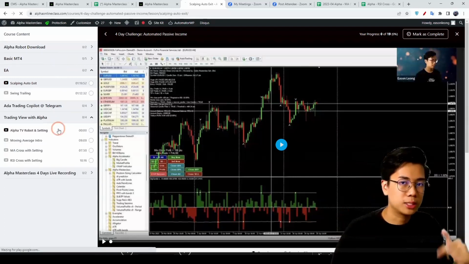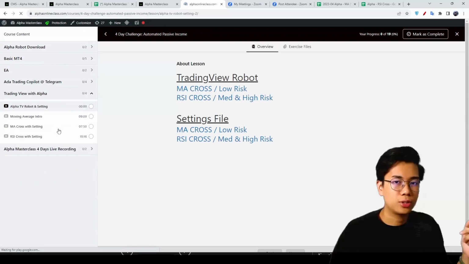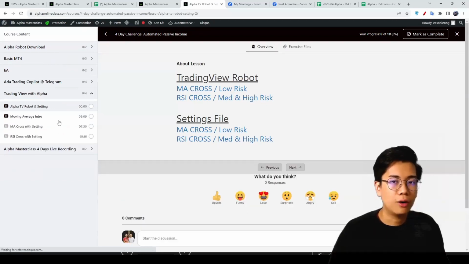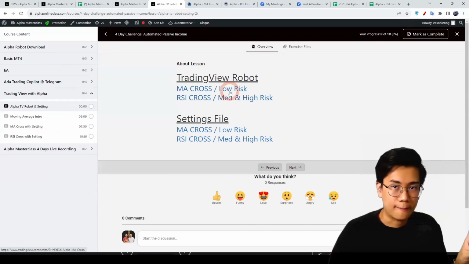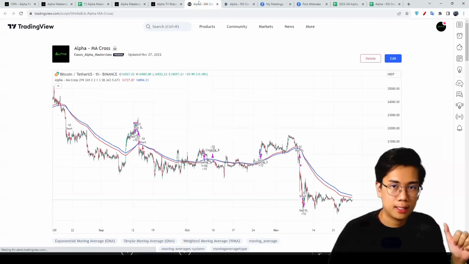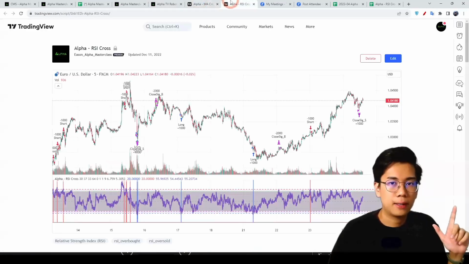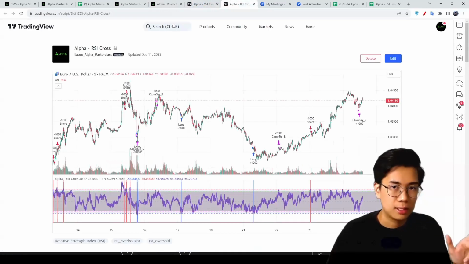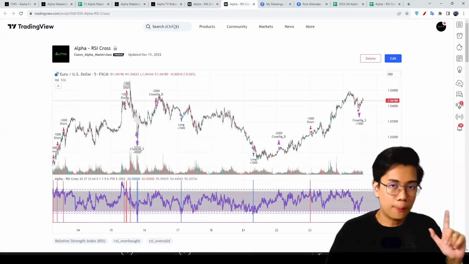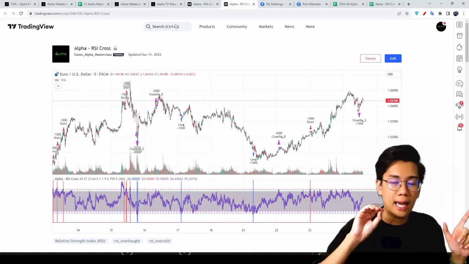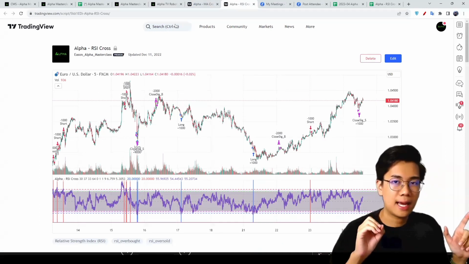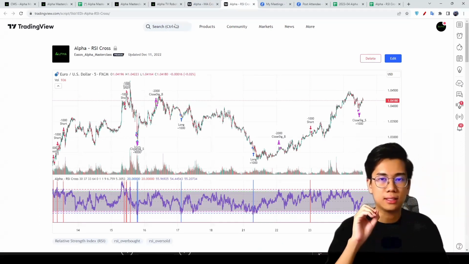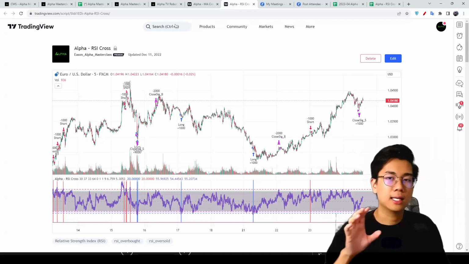Now, right now we jump to this part, which we talk about the Alpha TradingView robot and also the settings. All of you have learned 2 basic strategies for now, which is MA cross, and you also learned about RSI cross. To help you see the market clearer, to know where the potential entry is, we will set up the strategy for you in TradingView.